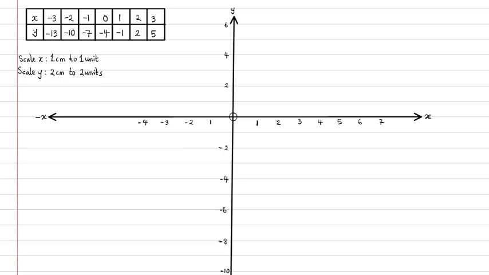These 2 units here mean we're counting in twos. That is 2, 4, 6, 8. This one is 1 unit, so we're counting in ones: 1, 2, 3, 4, 5. But since it is 2 units, we're counting in twos: 2, 4, 6.